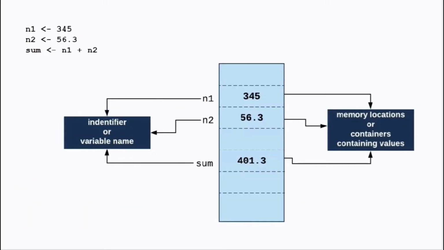Here, let's have a look at the example. We have two variables, n1 and n2, having values 345 and 56.3 respectively. So once these values are declared, they get stored in memory locations, also known as containers. Now, these can be accessed with the help of identifiers, also known as the variable name. Next, we calculate the sum, in which we calculate the sum for n1 and n2. So we get the answer as 401.3, which is stored in variable sum at a memory location.